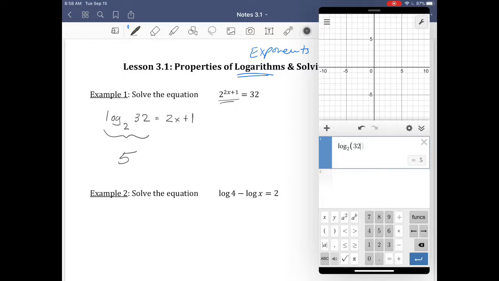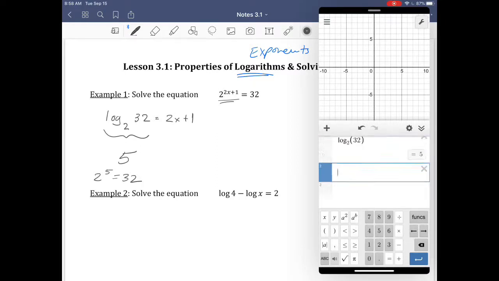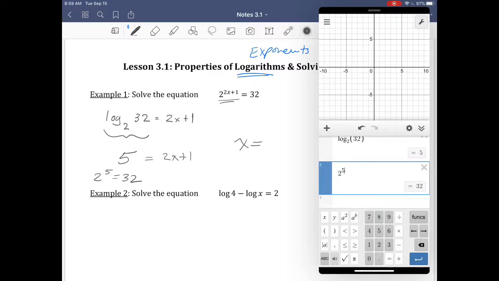Just as a quick reminder, we'll go over this again later, but why is this 5? Because 2 to the 5th power is 32. And again, that's another thing. If you don't remember that off the top of your head, 2 to the 5th is 32. So now that this is 5, bring down your 2x plus 1. It's a really straightforward two-step equation at this point. Subtract 1, divide by 2, and you should get x equals 2.